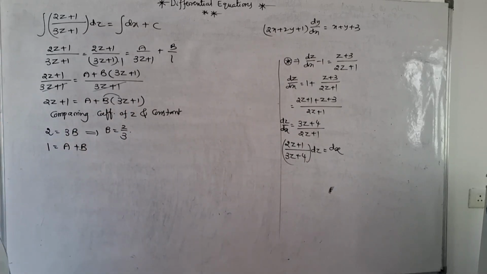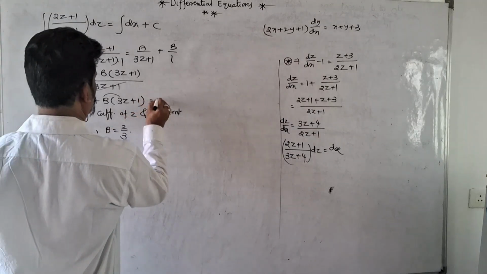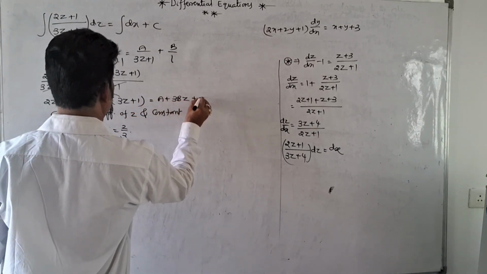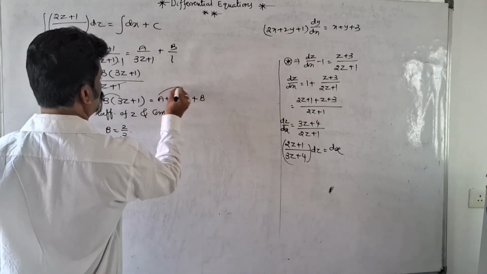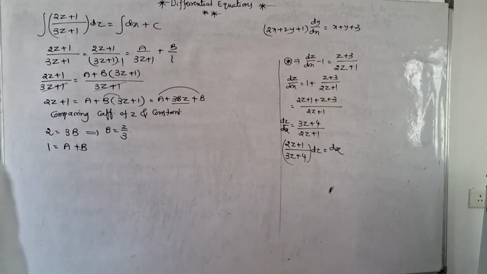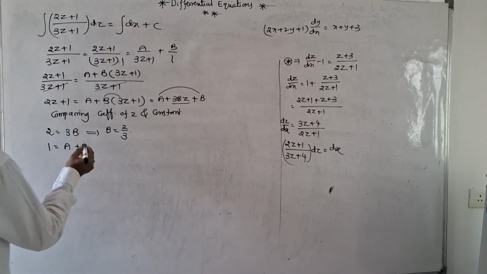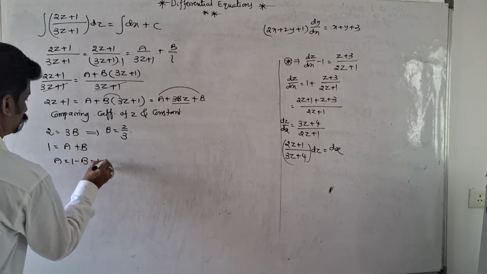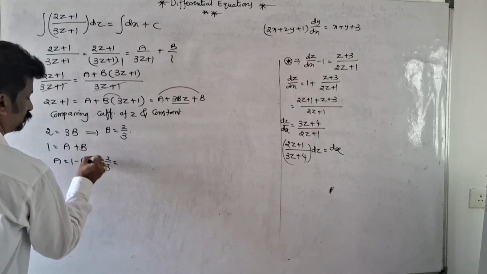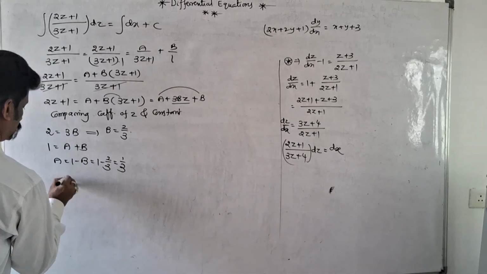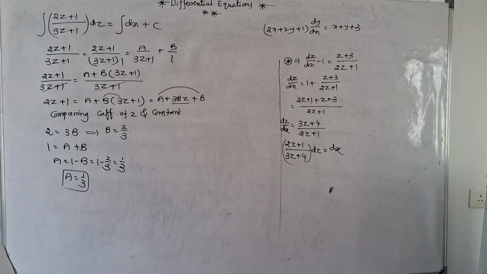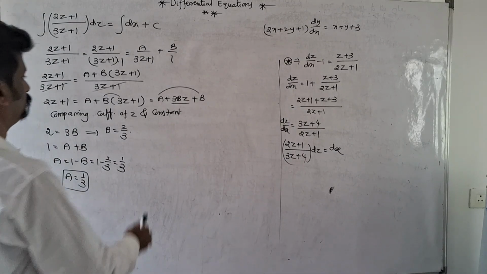Or like this: A + 3Bz + B. Now this is the constant, this one is z. Understood? Right. So here A is equal to 1 minus 2/3, which is equal to (3 - 2)/3, 1/3. So A is equal to 1/3. A ready, B ready. Okay, guys. Right.